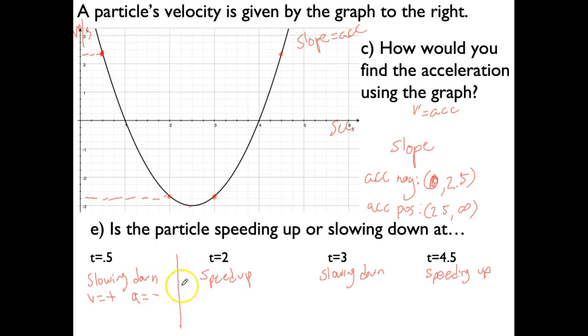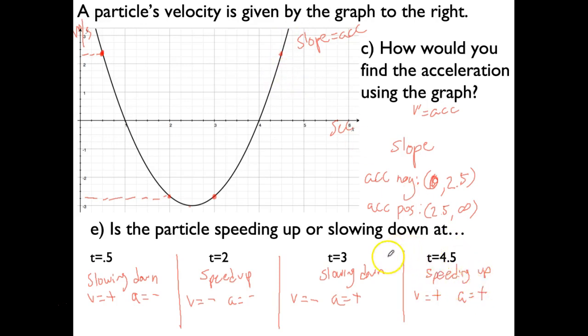So let's do that same thing for the rest of these and see if we see a trend here. At 2, the velocity was negative, and the acceleration, the slope, was also negative. Okay, at 3, the velocity was negative, and the acceleration, well, has a positive slope, so it's positive acceleration. Okay, the last one here, at 4.5, the velocity was positive, and the acceleration was positive. It had a positive slope.